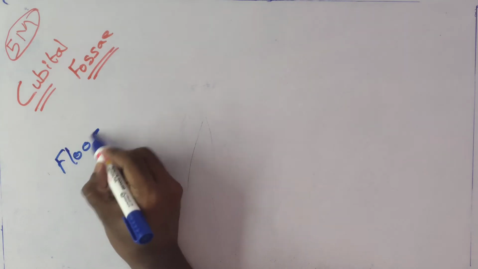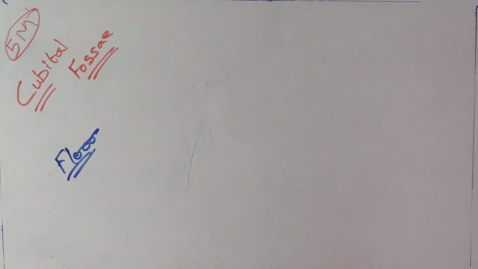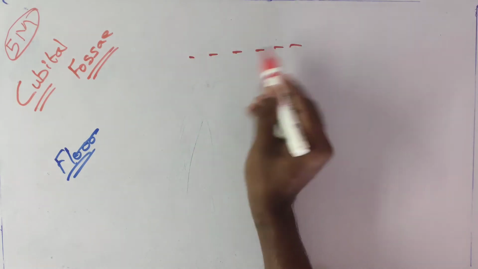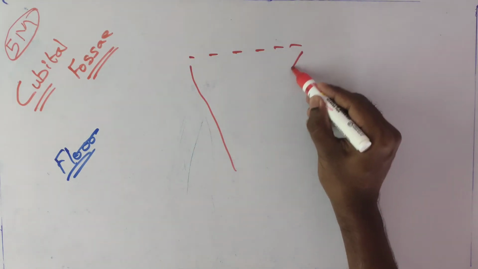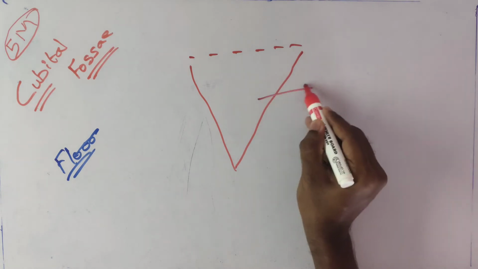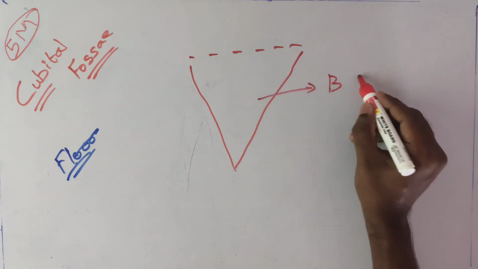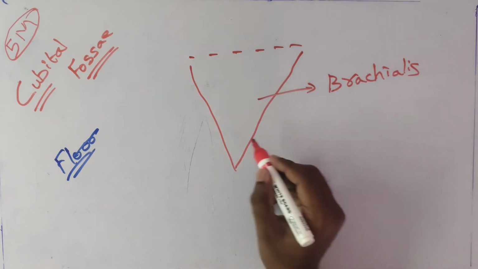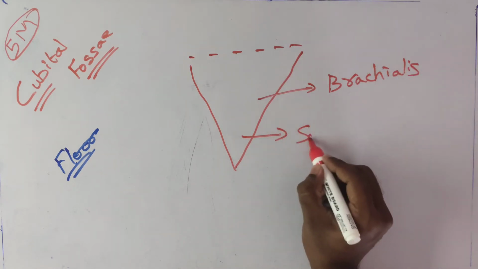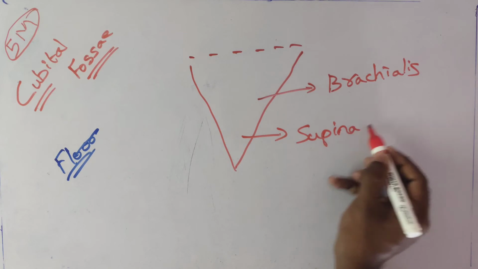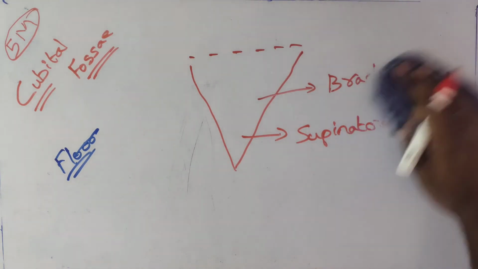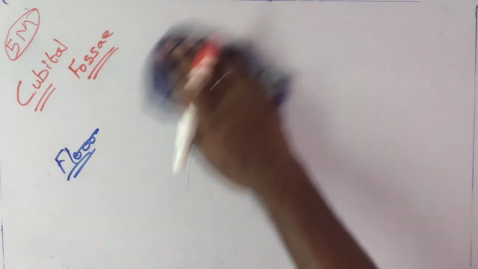Now coming to the floor of cubital fossa. Floor means below the triangle. The floor contains the brachialis muscle and the supinator muscle. These two belong to the floor of cubital fossa.